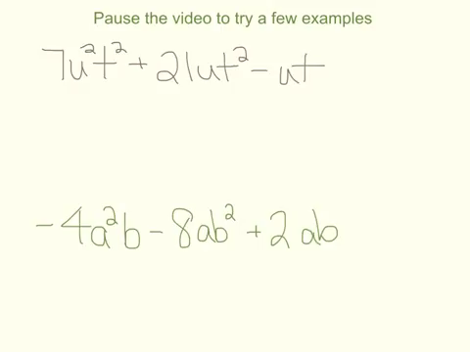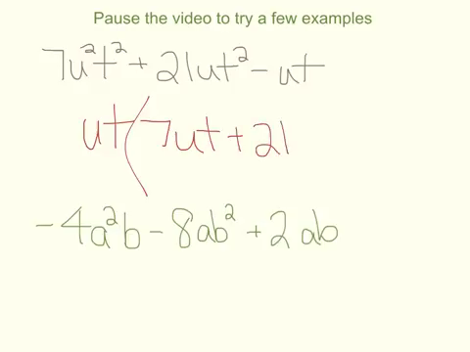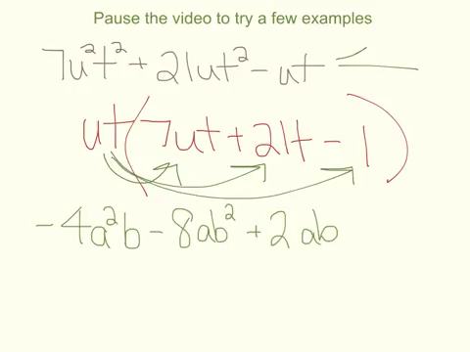So for the first example, we have 7u squared t squared plus 21u t squared minus ut. So just by looking at this, you can see that you have multiple ut throughout the entire polynomial. So we're going to pull the ut out front. So now you have to determine, what does that leave us? Well, that leaves us a 7ut plus 21 with just one t, and then minus 1. So now if you wanted to check it, you could distribute this to everything within the inside and make sure that you got your final answer.